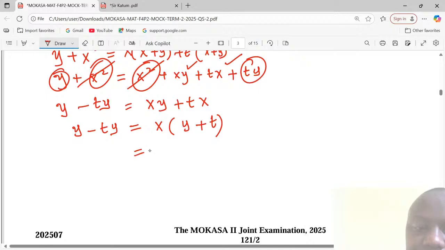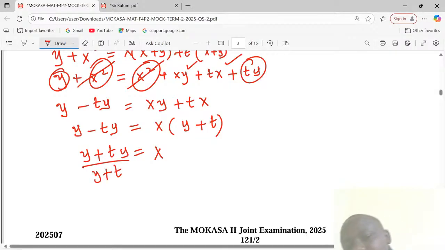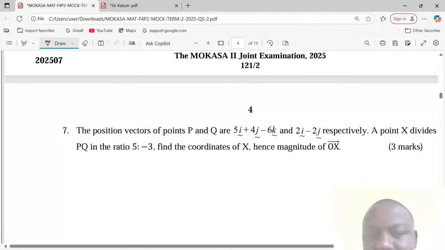How do you remain with x? Here we divide through by its coefficient. When we divide through by its coefficient, then we'll be having y plus ty, then this is out of y plus t. Yeah, y plus t, like that. So we've made x the subject in the given formula.